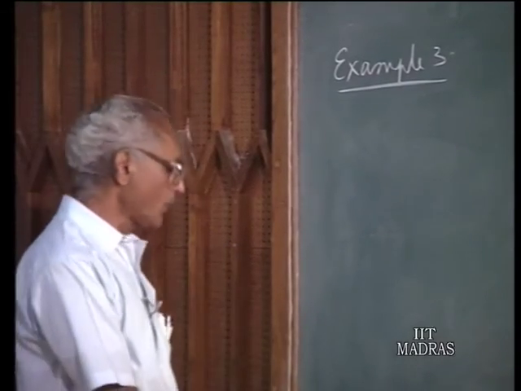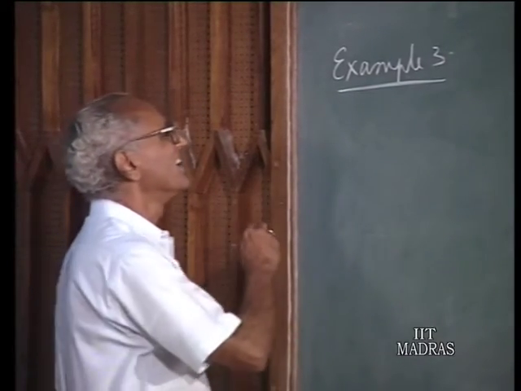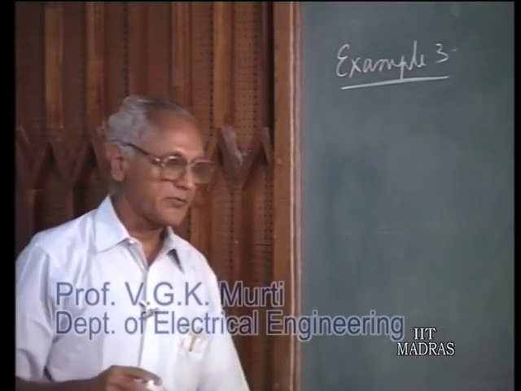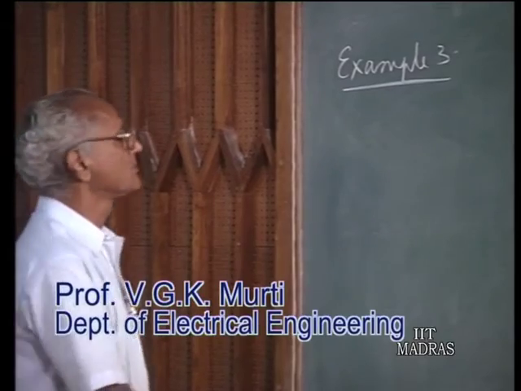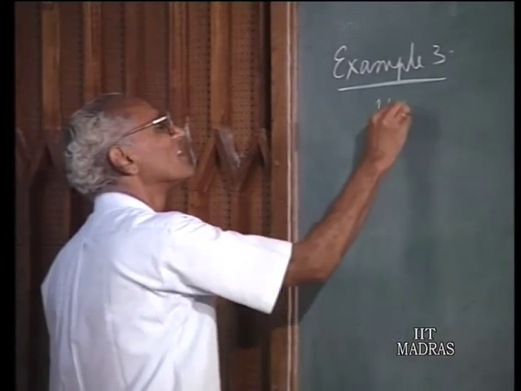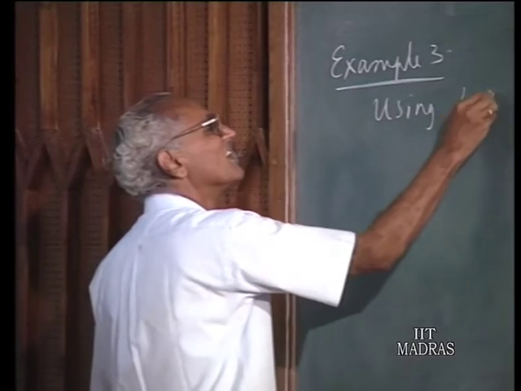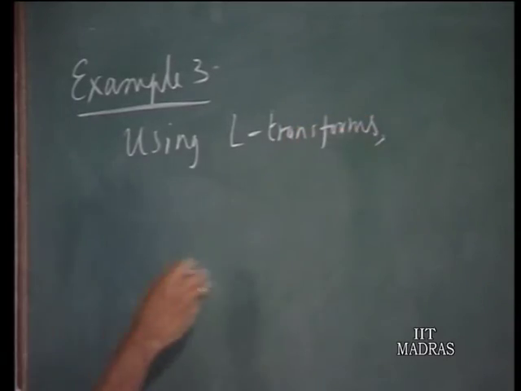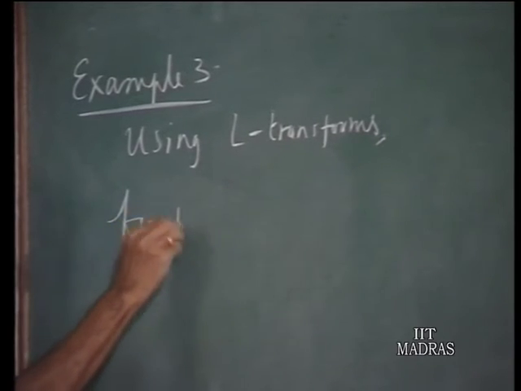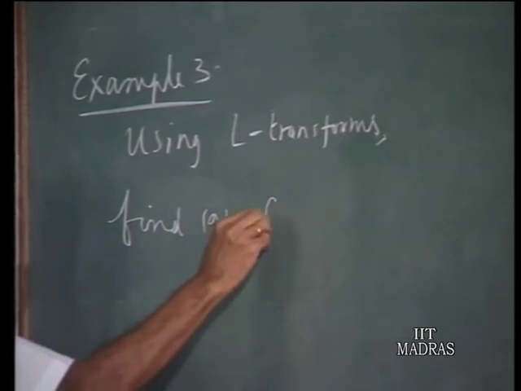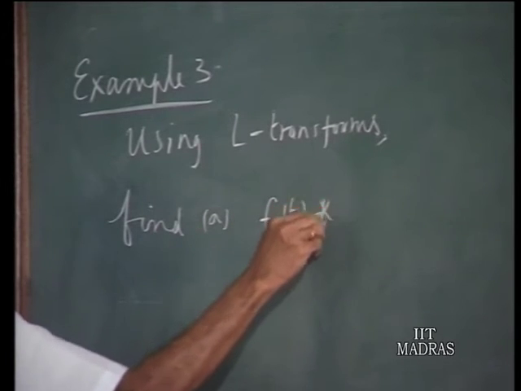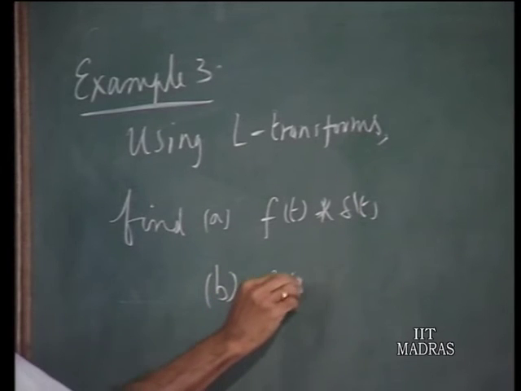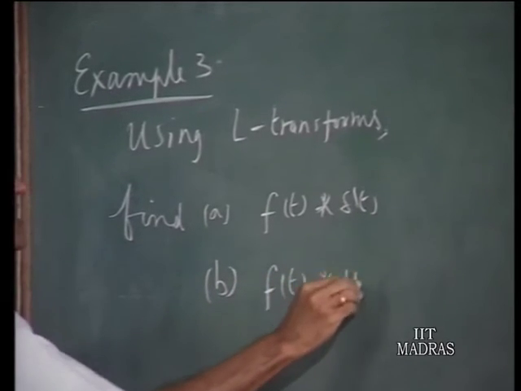As a third example, let us consider the convolution of a function of time with a delta function or a unit step function. Using Laplace transforms, find what these functions amount to: a, f of t convolved with delta t, and b, f of t convolved with u of t.